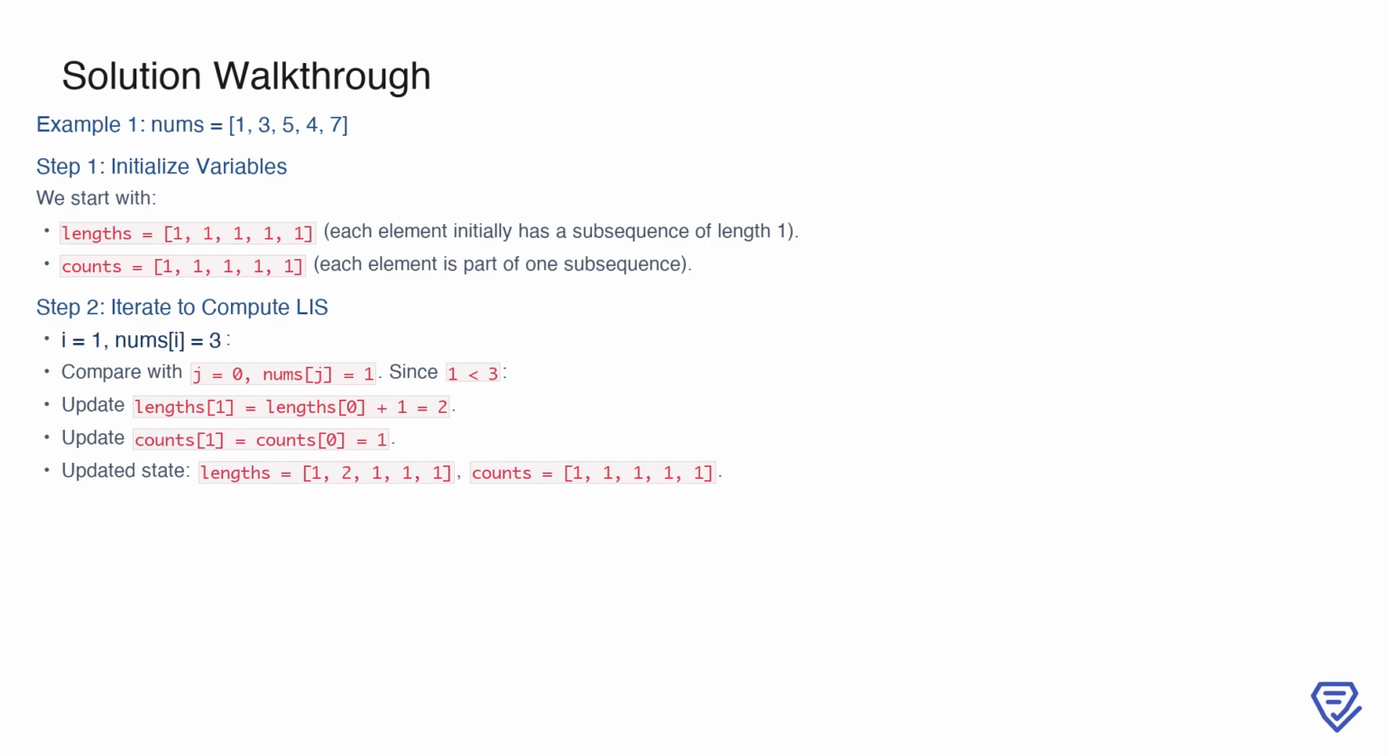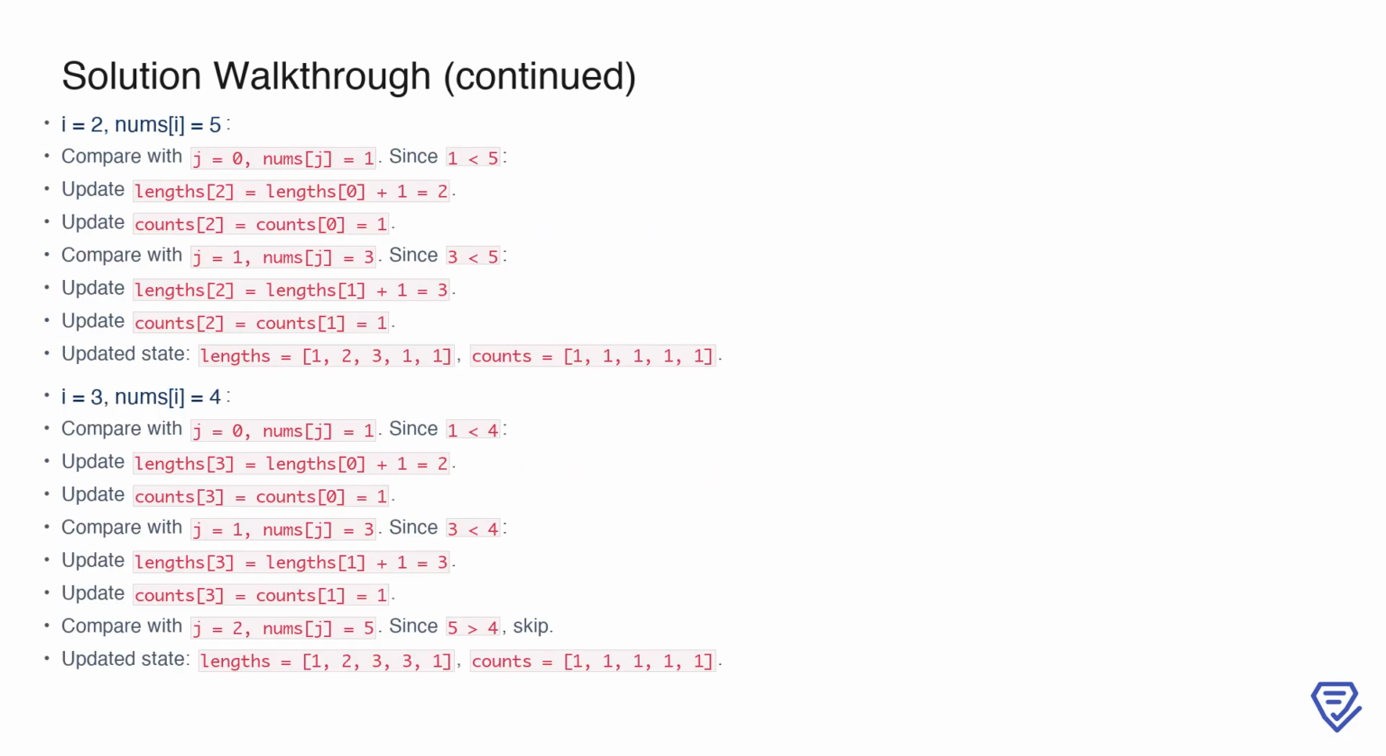For i equals 2, where nums[i] equals 5, we compare it with all previous indices. Starting with j equals 0 where nums[j] equals 1, since 1 < 5, we update lengths[2] to lengths[0] plus 1, which is 2, and set counts[2] to counts[0], which is 1. Next, comparing with j equals 1 where nums[j] equals 3, since 3 < 5, we update lengths[2] to lengths[1] plus 1, which is 3, and set counts[2] to counts[1], which remains 1. This gives us the updated state lengths equals [1, 2, 3, 1, 1], and counts equals [1, 1, 1, 1, 1].